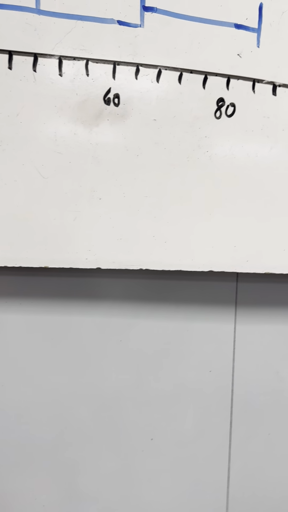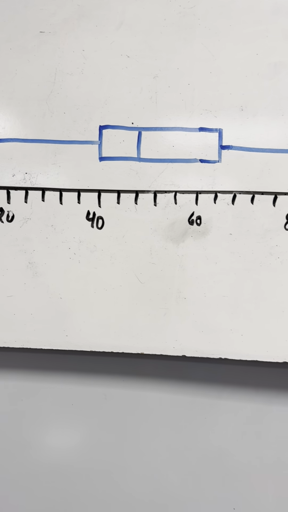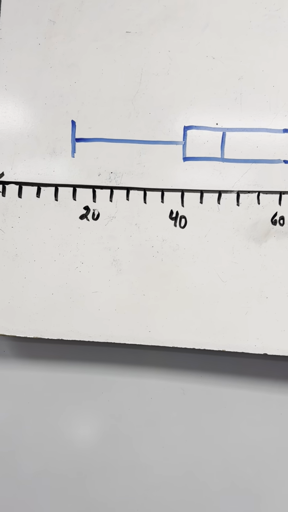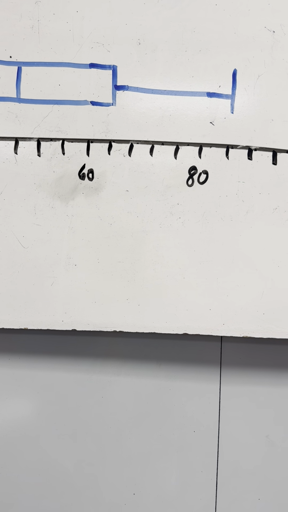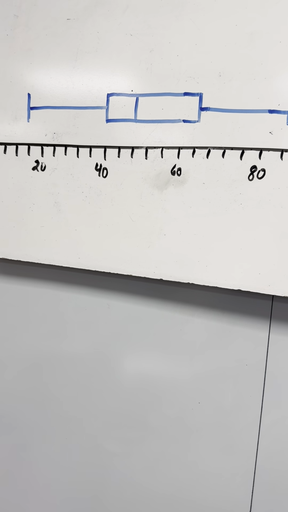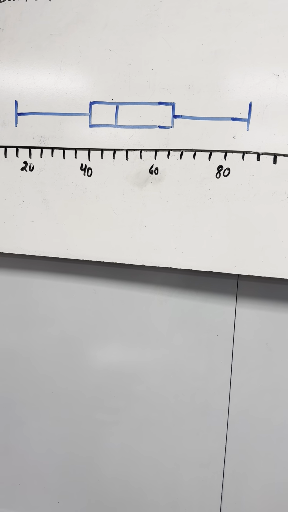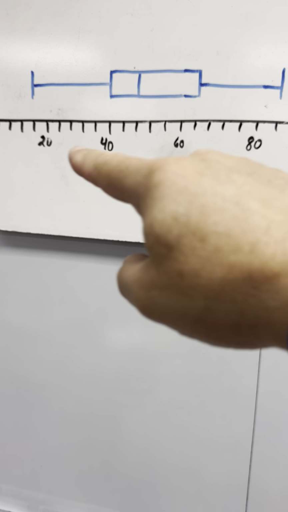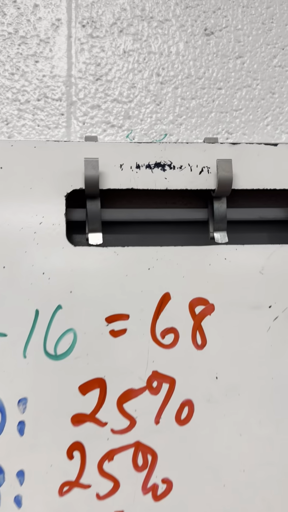So what's the median? The median here would be 48. What's the min, or the minimum? 16. What's the maximum? 84. What is the range of the data? The range is the difference between the highest number and the lowest number. So the range is going to be 84 minus 16, and 84 minus 16 is going to be 68.